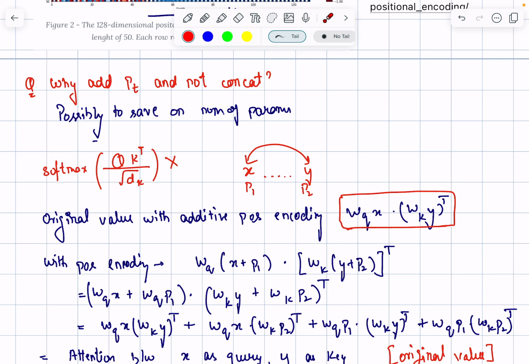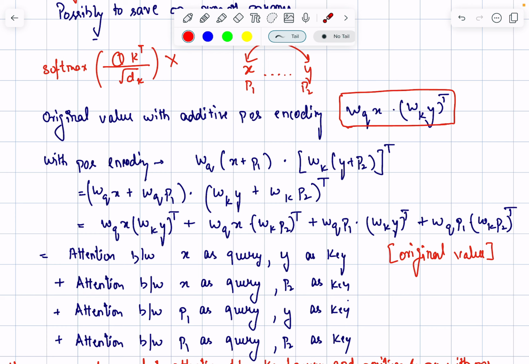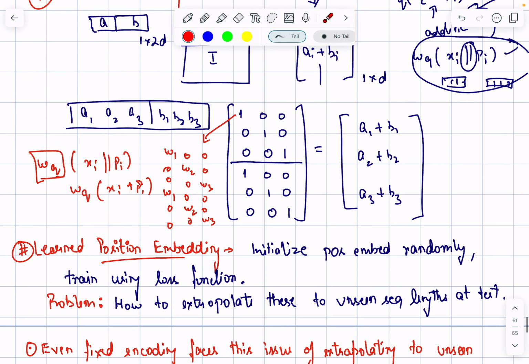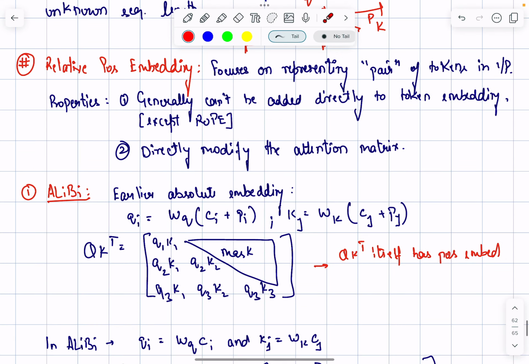In the general case, or in absolute position embeddings, for example the original paper, what people do is multiply Wq with the content as well as the position of the content. This is not usually the case for relative position embeddings. We calculate the attention matrix separately and then modify it using the relative positional embedding. This is the general case.